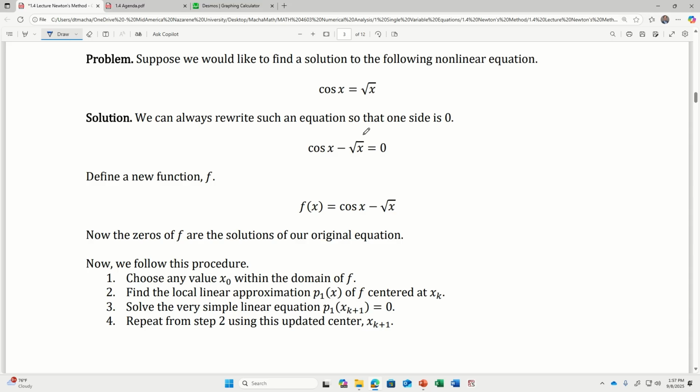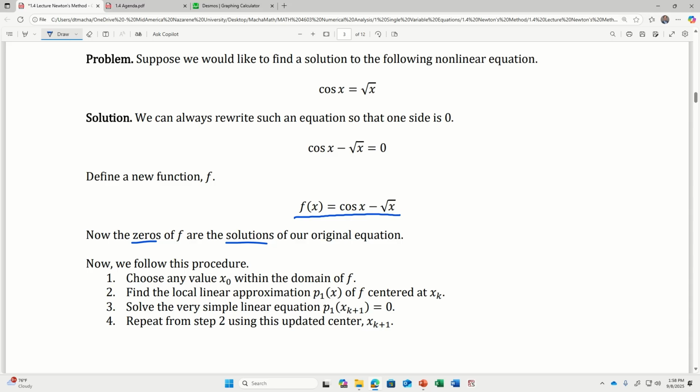You could have written square root of x minus cosine of x is equal to 0. That works. You also could write 1 minus cosine of x divided by square root of x is equal to 0, or 1 minus square root of x divided by cosine of x is equal to 0. There are a lot of different ways you can do this, but you can always do it. Sometimes left side minus right side is the easiest. And then we define a function, like this f function, where the zeros of f are the solutions of our original equation. Now we've simplified it a little bit: instead of trying to solve this equation, we're trying to find the zeros of a function.